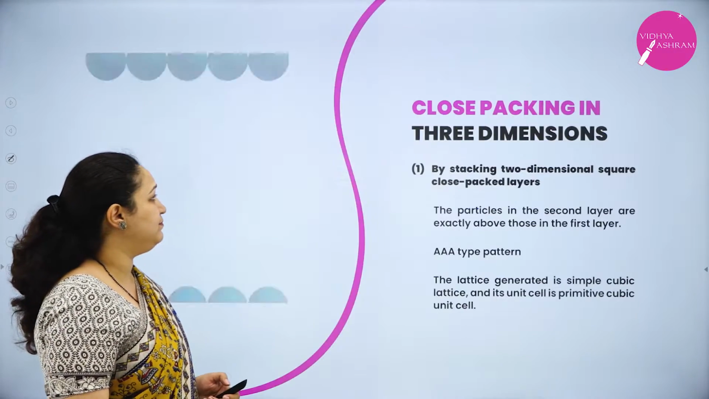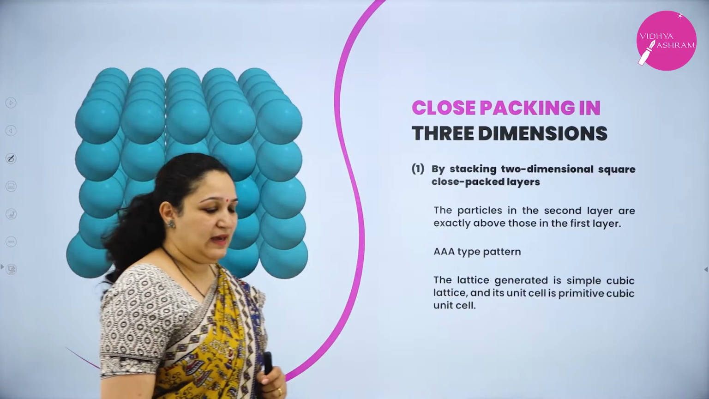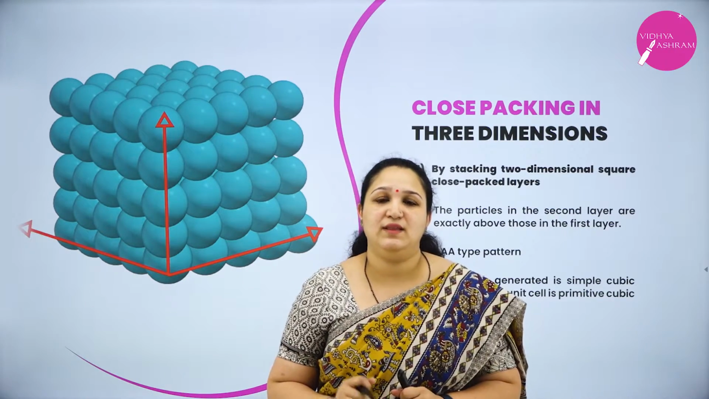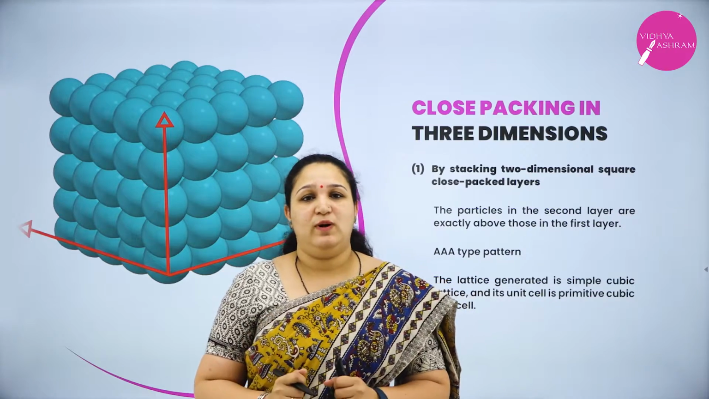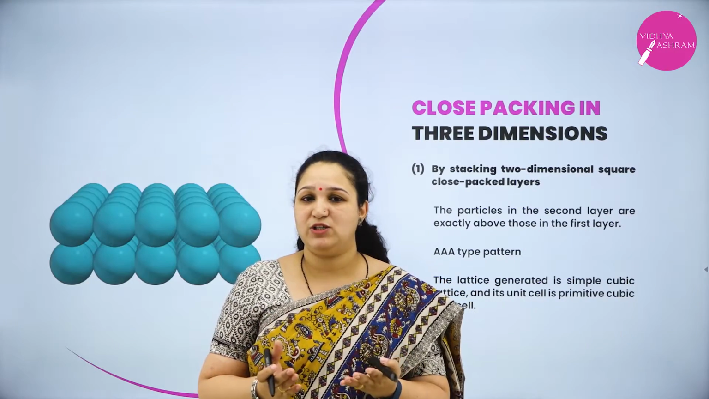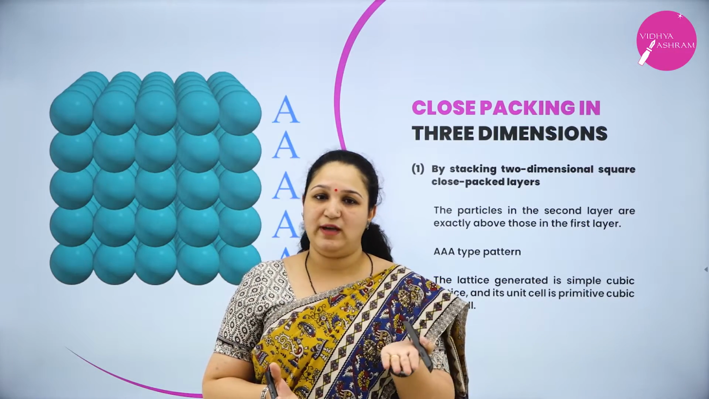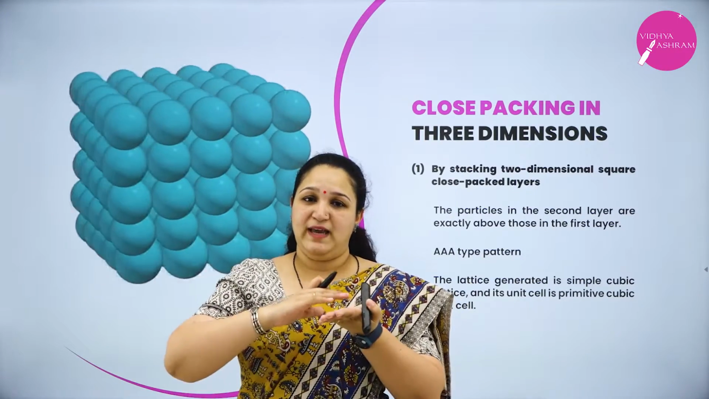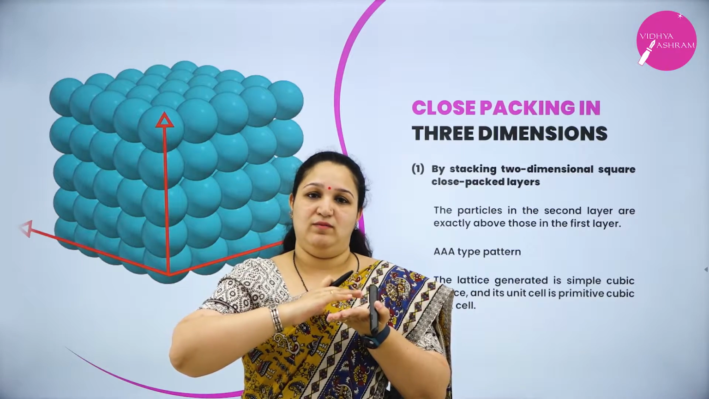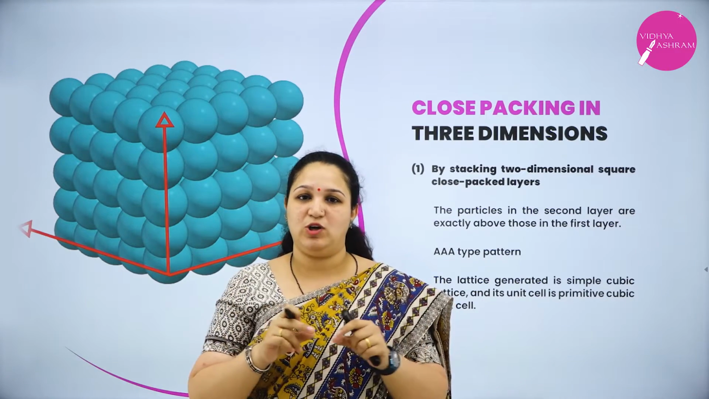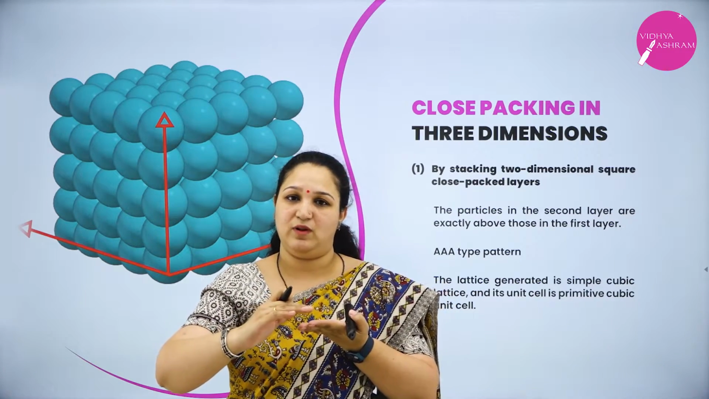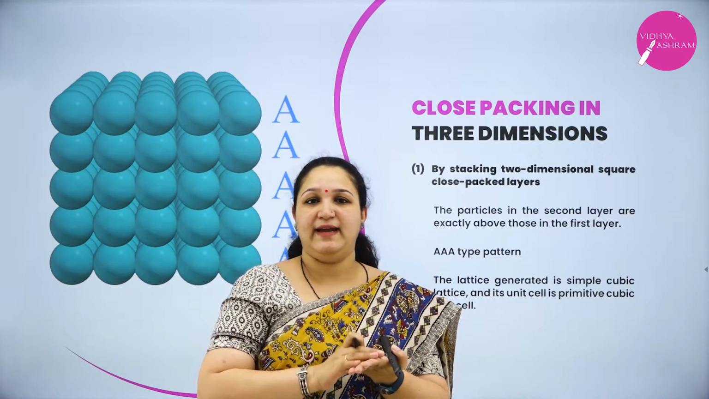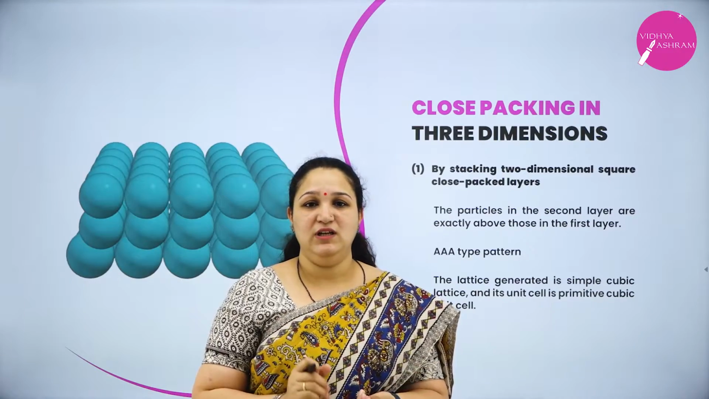Next we have square close packing in 3 dimensions. Now to understand this, see, in 2 dimensions I have 2 types. One is square close packing, one is hexagonal close packing. Now I take every layer, one square close packing that I have learned, as my one layer. When such layers are stacked one over the other, I get the 3-dimensional structures.